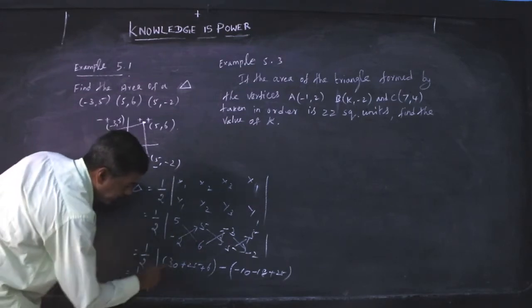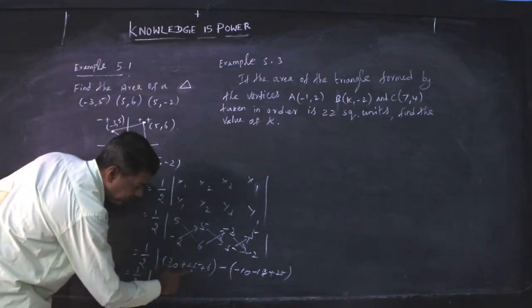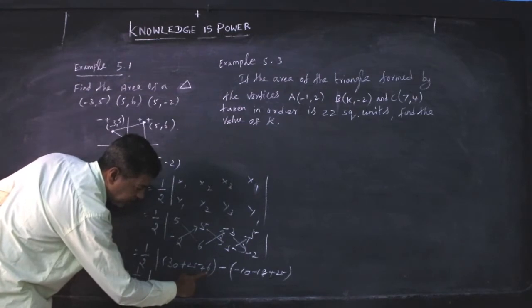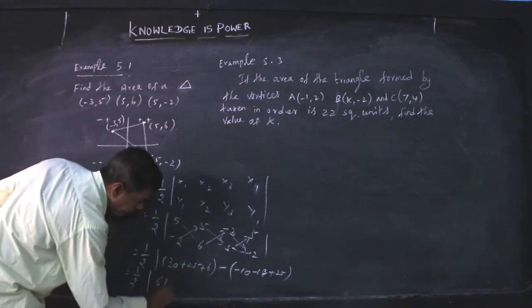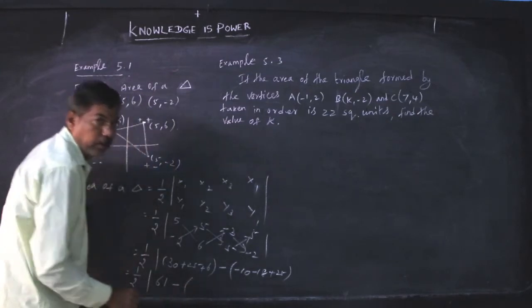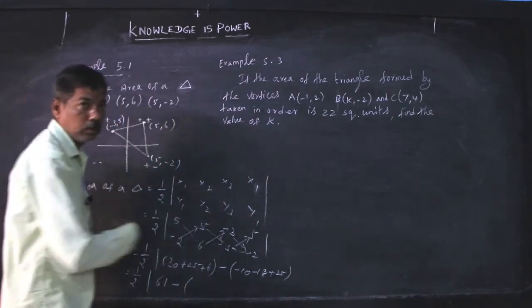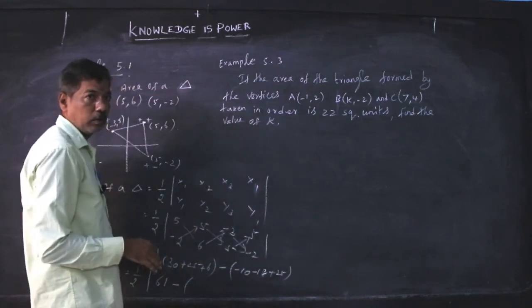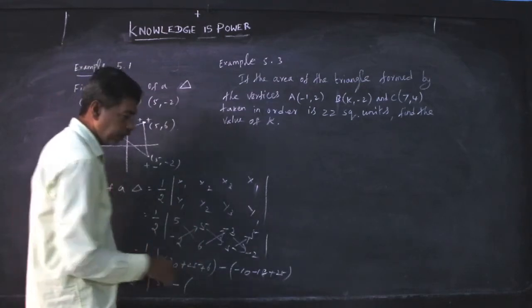So what will we get? 30 plus 25 is 55. 55 plus 6 is 61.